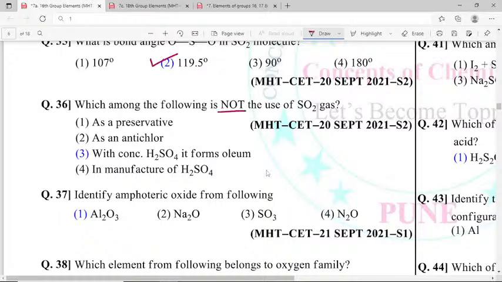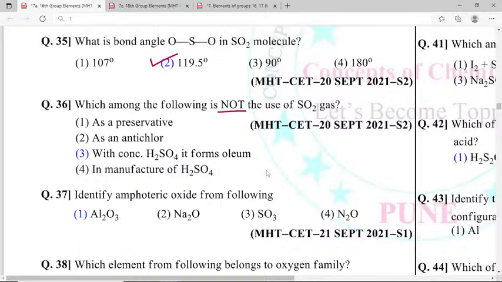Which among the following is not the use of SO2? SO2 as preservative, as an antichlor. With concentrated sulfuric acid it forms oleum. No, this is incorrect. This is not for SO2, this is for SO3. For SO3 it is correct. In manufacture of H2SO4, correct.